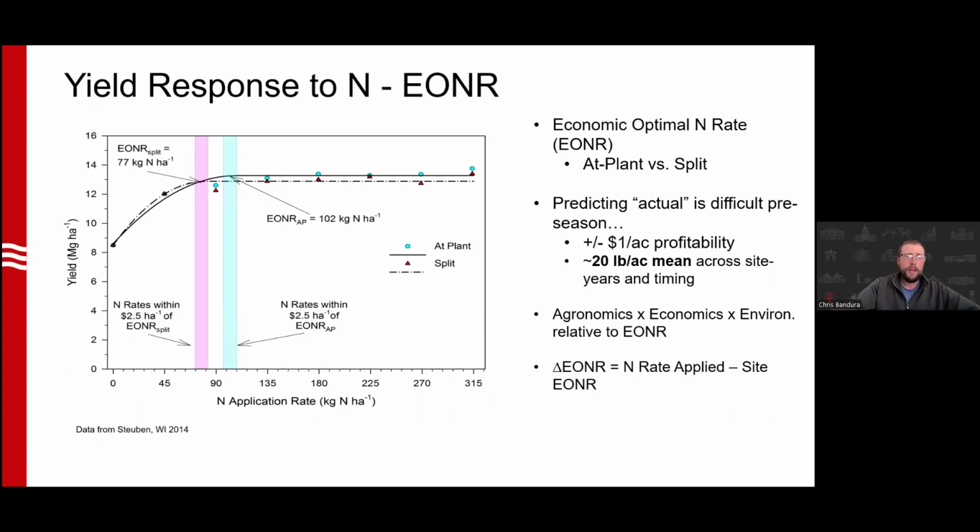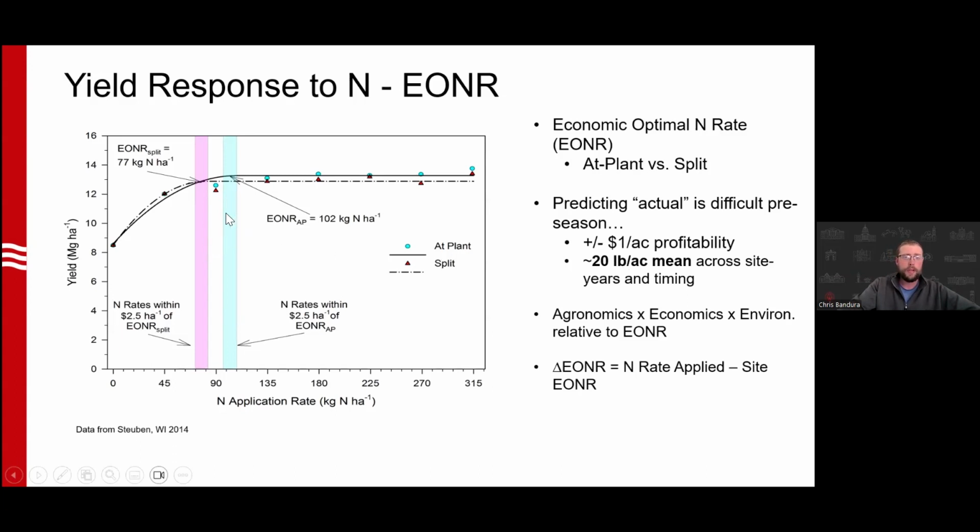So what we ended up doing was calculating the range of nitrogen rates that would have resulted in profitability or return to nitrogen within $1 per acre of the true site EONR. And so that's what these blue and magenta or pink bars represent. So for the at plant, here's the EONR, and this is that range of N rates that were within $1 of profitability per acre. And when we did that for all the sites for both timings, we came up with about a 20 pound per acre mean.